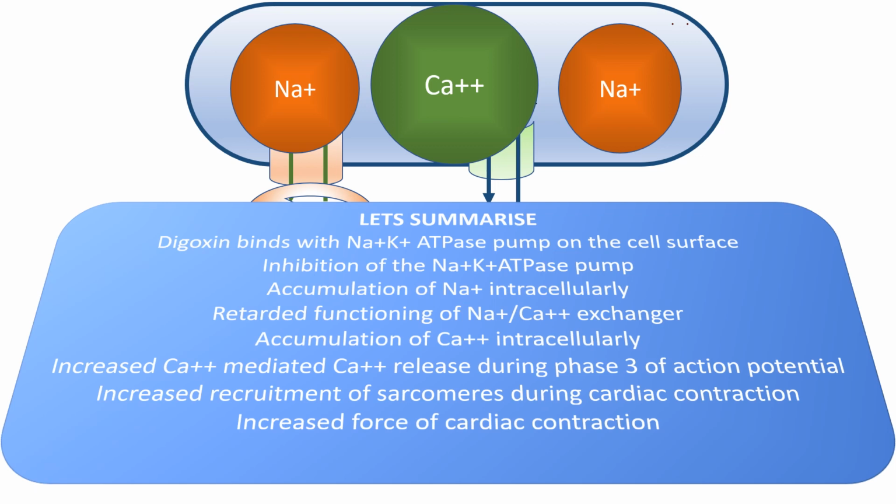Digoxin binds with the sodium-potassium ATPase pump on the cell surface. The sodium-potassium ATPase pump is inhibited. Sodium accumulates intracellularly. This causes a retardation of the functioning of the sodium-calcium exchanger. So there is an increase in concentration of calcium inside the cell. This increased calcium inside the cell causes calcium-mediated calcium release during phase 3 of the action potential. This causes increased recruitment of sarcomeres during cardiac contraction. And finally, this causes an increased force of cardiac contraction. So in this way, digoxin is responsible for its cardiac inotropic action.